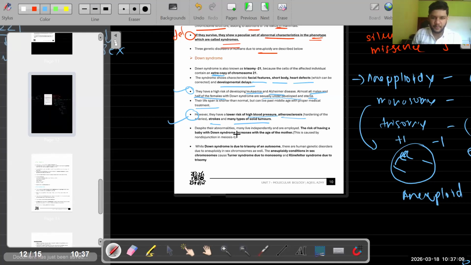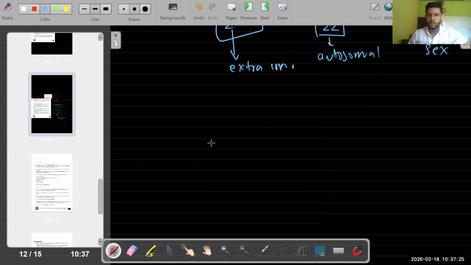Okay. Despite the abnormalities, they may live independent and employed. The risk of having a baby with Down syndrome increases with the age of the mother. This is caused by non-disjunction. We came across this word last week. If you can't remember, no issue. I'll again repeat what information I gave last week about non-disjunction.